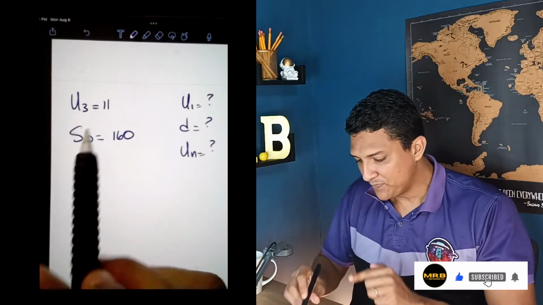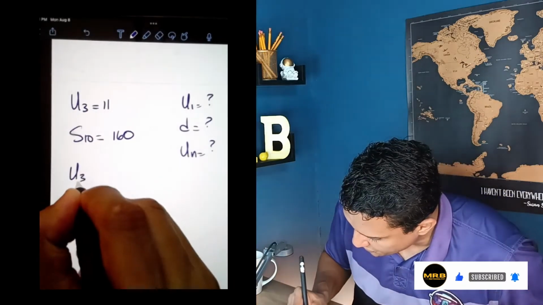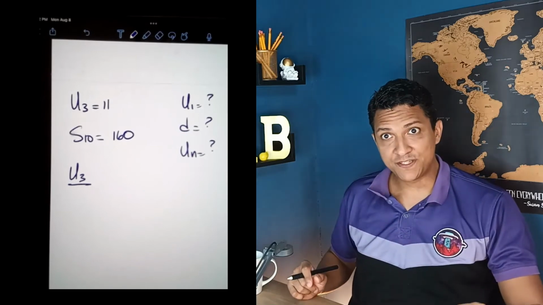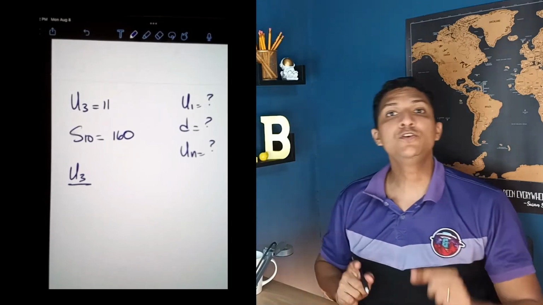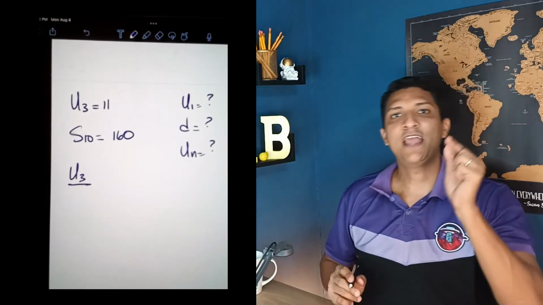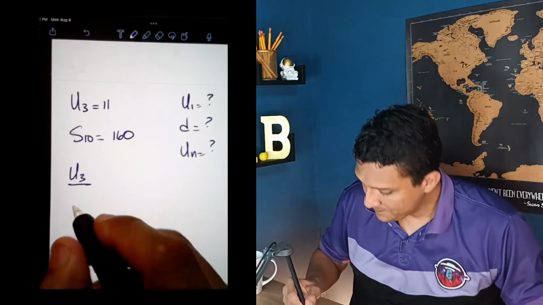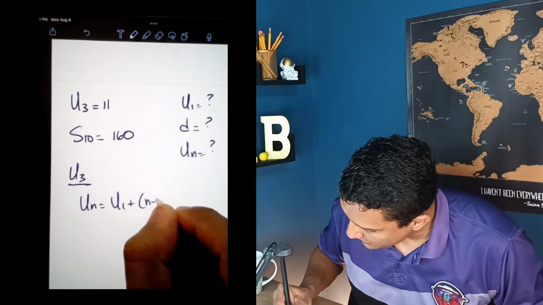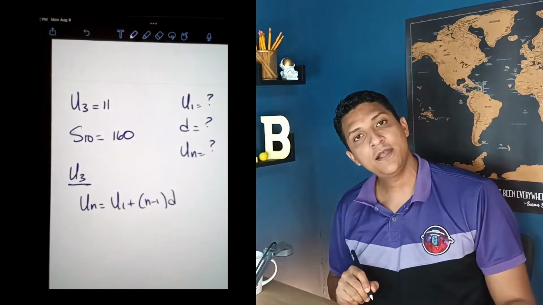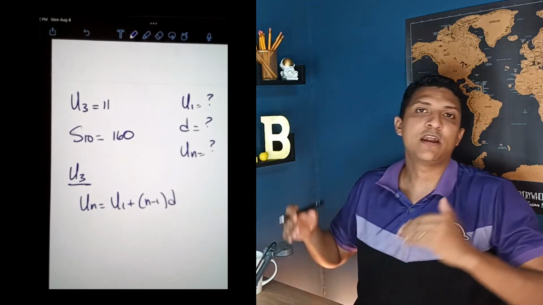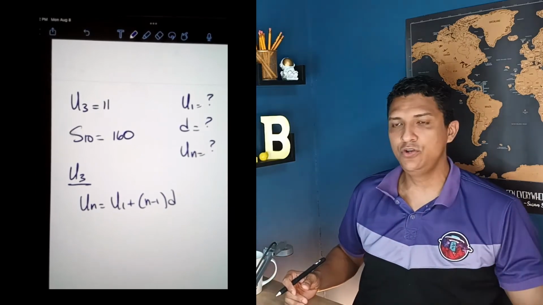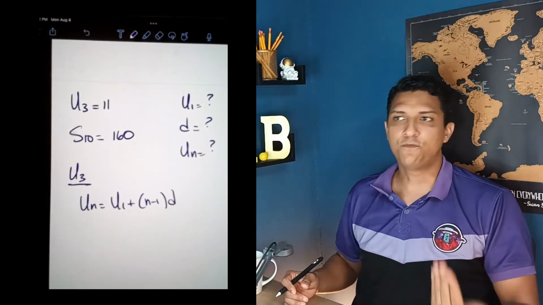Let's work first with the third term. Because they are talking about terms and not sum, we need to use the formula for the arithmetic sequence. Un equals u1 plus (n minus 1) times d. What I'm going to do is replace the only information that I know. I just know two things from this formula.